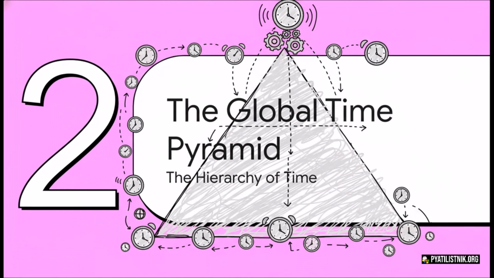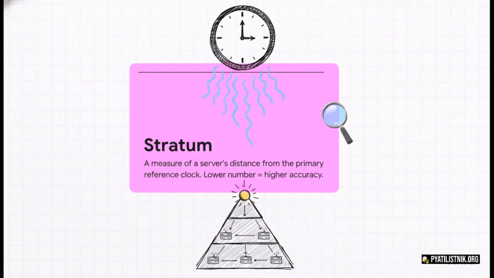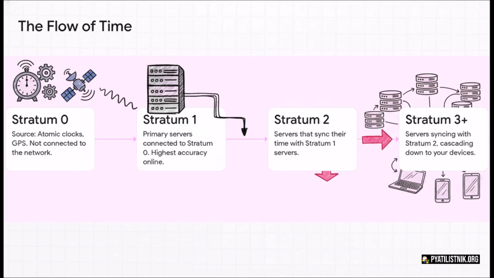So how does this actually work on a global scale? It's not like there's one giant clock in the sky. Instead, NTP uses this really clever hierarchical system. We can think of it like a pyramid, to spread the correct time accurately and reliably across the entire planet. And the key to understanding this pyramid is a concept called Stratum. Just think of it like a ranking system. The lower the stratum number, the closer you are to the original, super precise source of time. And that means the more accurate your clock is. Simple as that.